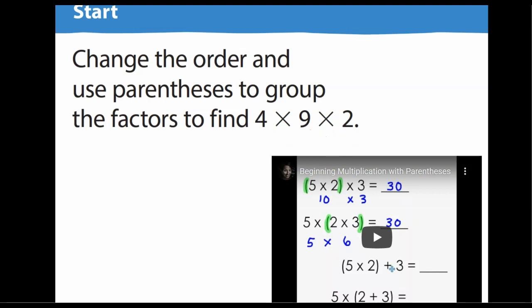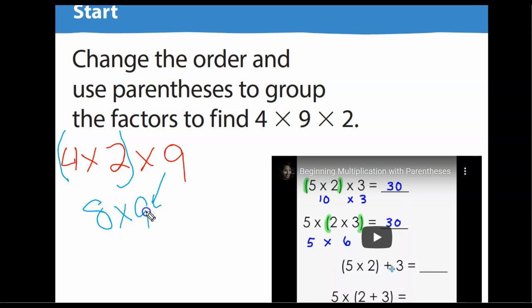So what do you think I'm going to be switching? 4 and 9? 2 and 9? Okay. All right, let's go 4 times. So switch the 2 and 9. That'll be 2 times 9, right? And where should I put the parentheses? They're on the 4 and the 2. Yes. 4 times 2 is 8. Okay. And I'm going to rewrite it again so I can bring the 9 down.